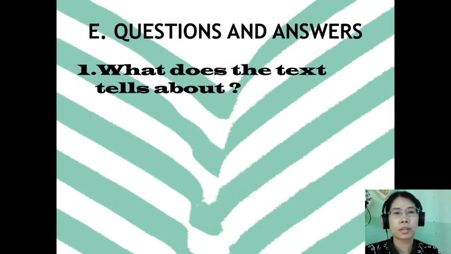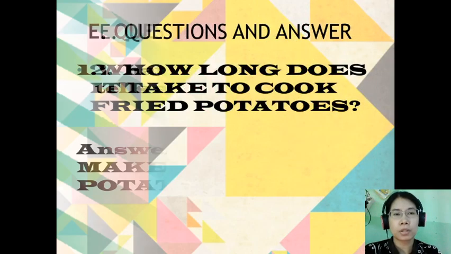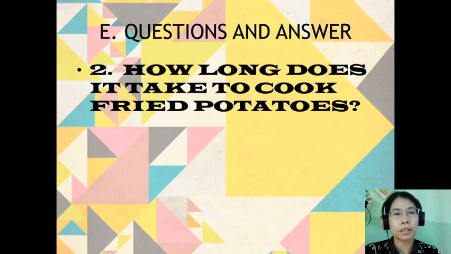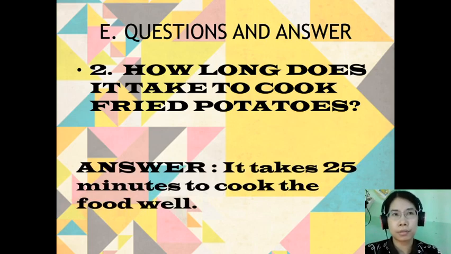Now we come to the questions and answers. Question number 1. The questions refer to the text that we have read before. So if you have any difficulty in answering the questions here, you may want to refer back to our previous text, how to make fried potatoes. Now, what does the text tell us about? Answer: how to make fried potatoes. Question number 2. How long does it take to cook fried potatoes? So what is the answer? The answer: it takes 25 minutes to cook the food.